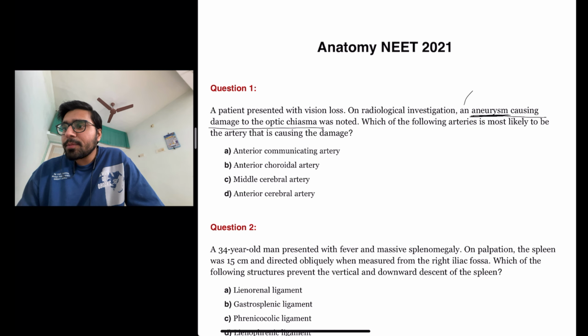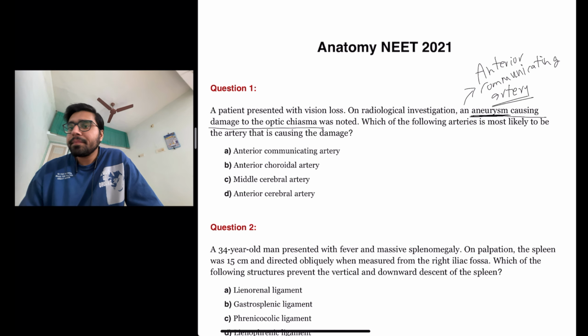So an aneurysm affecting the optic chiasma is mostly due to the anterior communicating artery. That will lead to the vision loss symptoms because it is causing damage to the optic chiasma, that is, it compresses the optic chiasma. So the answer here is A, anterior communicating artery.